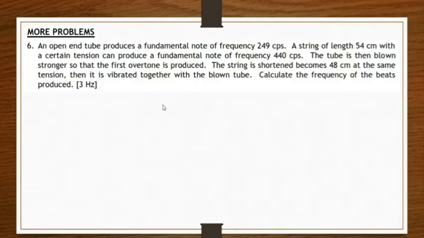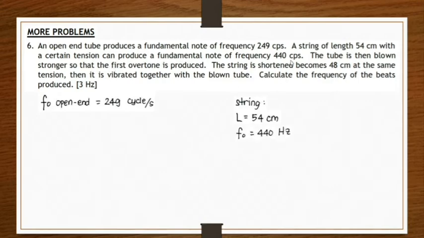I will discuss the example problem from your physics book, page 178. More problems, number 6. An open-end tube produces a fundamental note of frequency 249 CPS. CPS means cycle per second. It is equal to Hertz. A string of length 54 centimeters with a certain tension can produce a fundamental note of frequency 440 CPS or 440 Hertz. The tube is then blown stronger so that the first overtone is produced. So the first overtone will be twice the fundamental note.